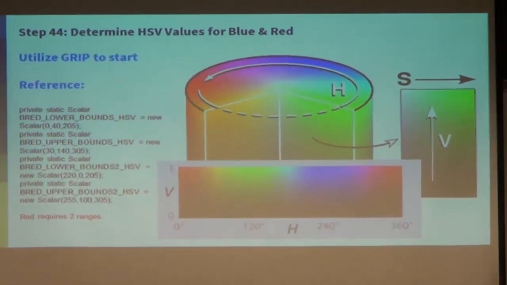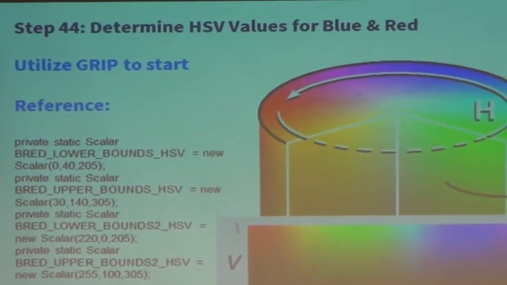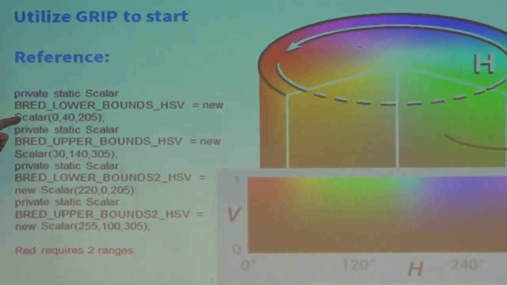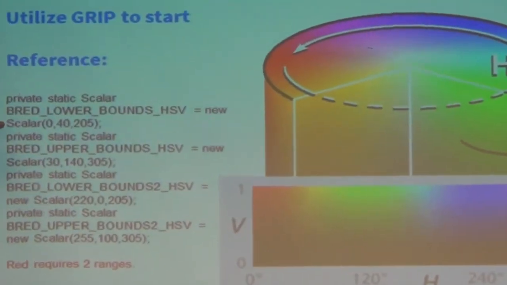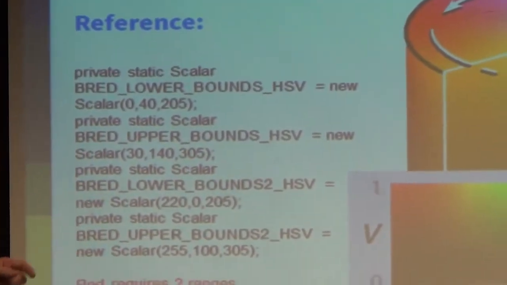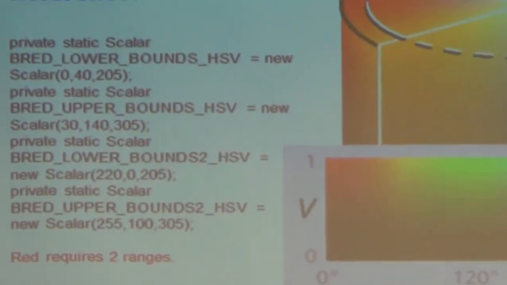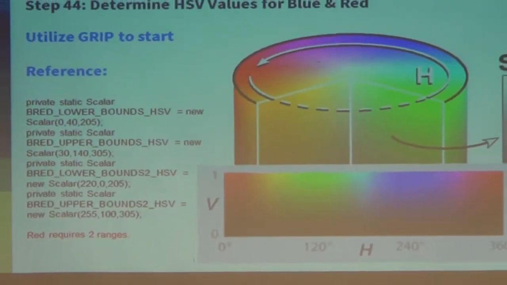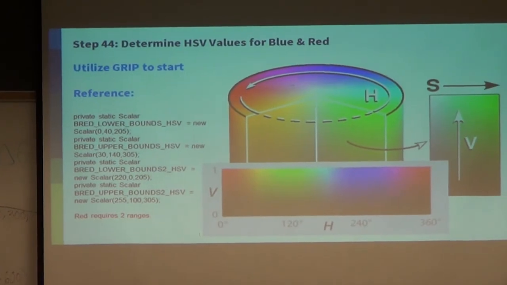So you used GRIP when we did this? Yeah, so in GRIP, you have to define your ranges. You define your ranges of your HSV values, and then you can focus on specific ranges of colors.